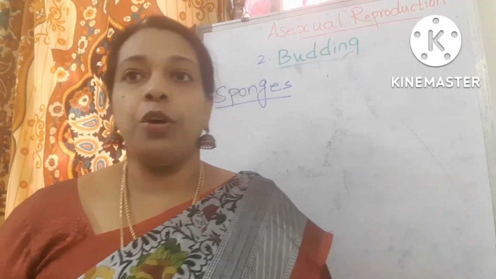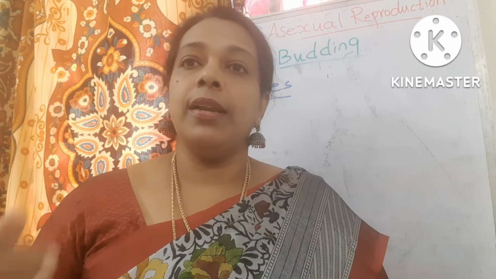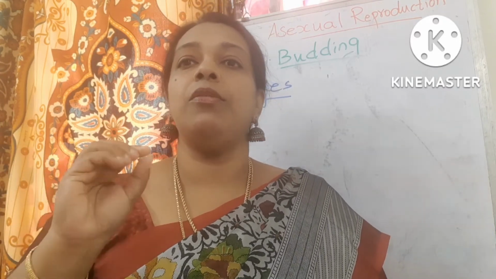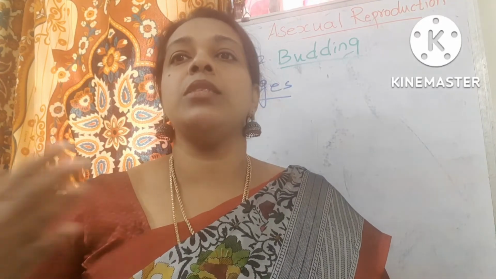This simple freshwater Hydra also reproduces by fragmentation. That we will see while learning about fragmentation. So the primitive, simple freshwater organism Hydra reproduces both by budding as well as fragmentation.